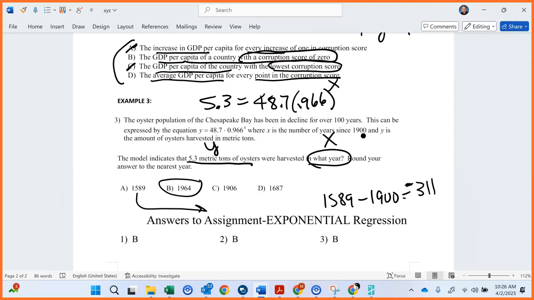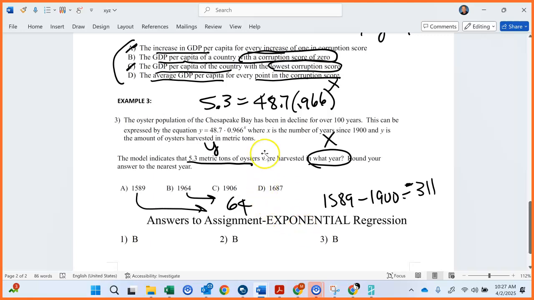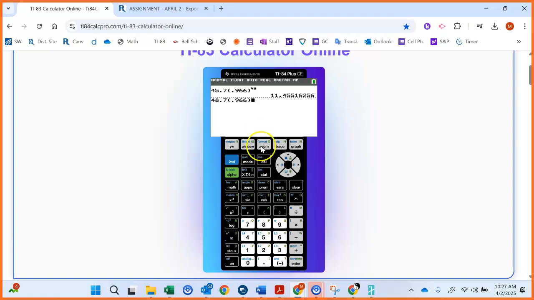So what would we do if we're going to try B? We'd think about how many years since 1900, right? So that'd be 64. I'm going to take my calculator and put it in for x and run it through that equation to see what I get. So go ahead and do that. Okay, I think it's 0.966, right? Let me make sure on that. 0.966. They really like that number. To the power of 64. And I got 5.3. Check it out.